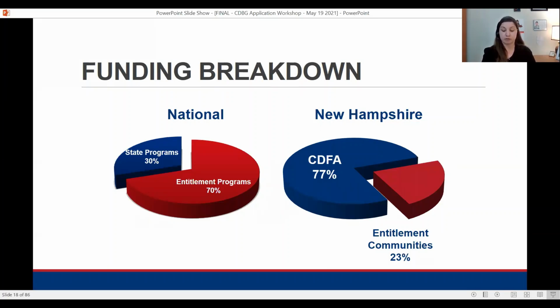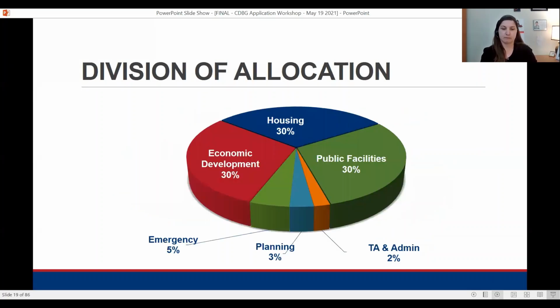So here in New Hampshire, there are a number of small entitlement communities, the 5 I just noted, and they get about 1/4 of the funding. The rest of the CDBG funding comes to CDFA, which runs New Hampshire's versions of the Small Cities program.